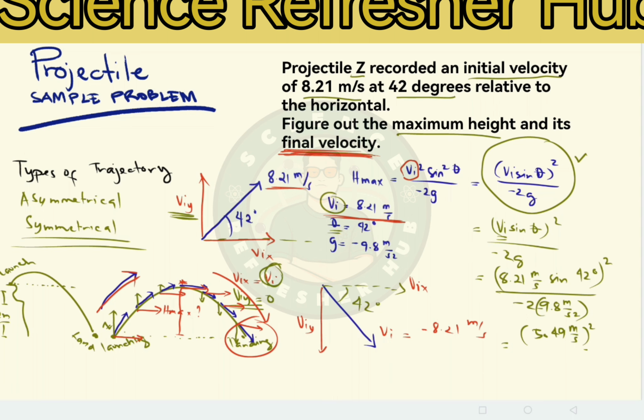Don't forget to square it out. And then negative times negative, you will have positive value. It's 19.6 meter per second squared. Then let's get the squared of 5.49. 5.49 times 5.49. The answer is 30.14 meters squared second squared.